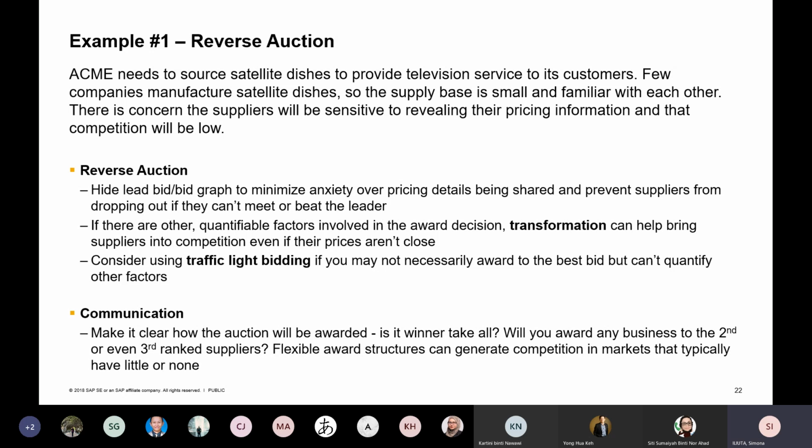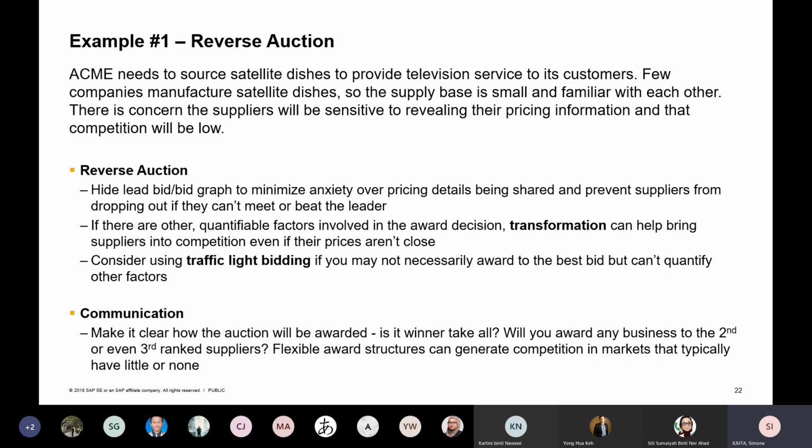In your communication, make it very clear how the auction is awarded. Is the winner going to take it all? Are you awarding any business to the second or the third supplier? Make sure that you have flexible award structures that will be able to foster competition in markets that typically have none. When it says flexible award structures, it means that you need to be able to go beyond only the line item structure. Combine line items, make yourselves commercially attractive, and consider having different awarding scenarios that you put in place with the lots in Ariba.